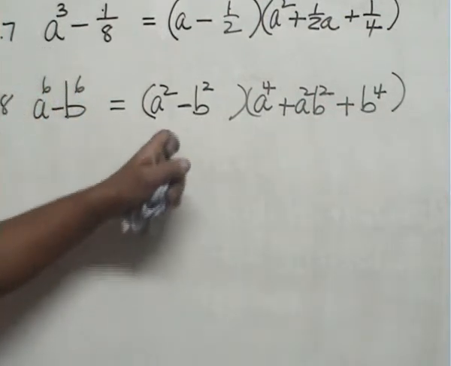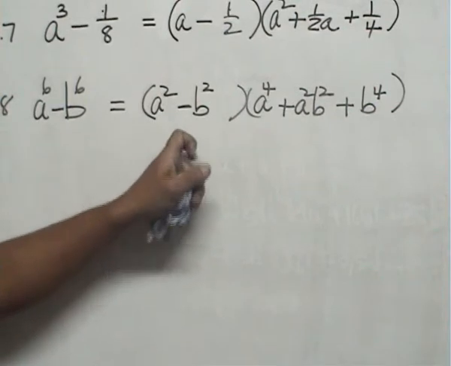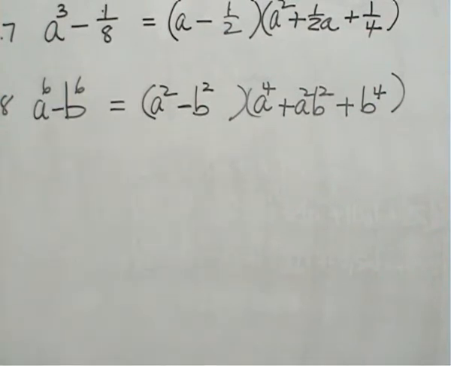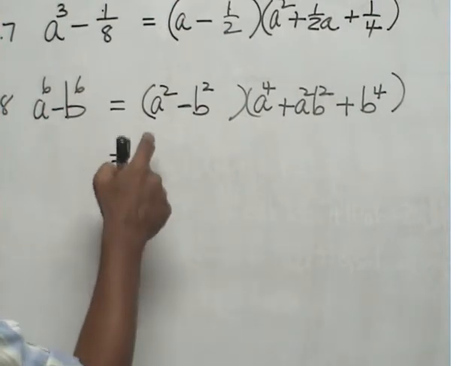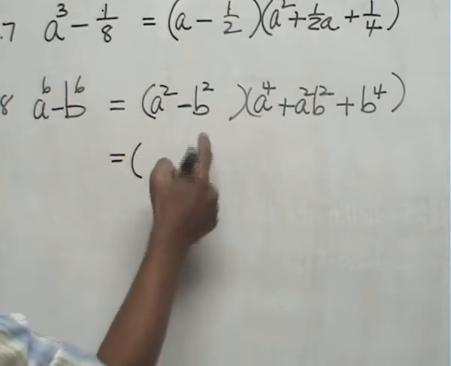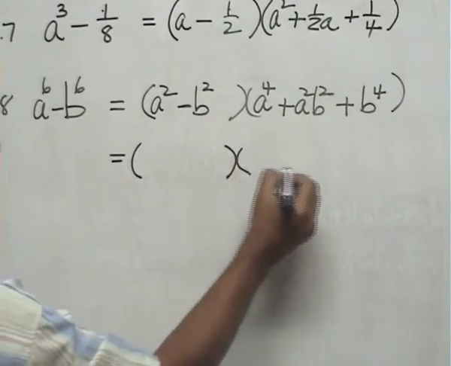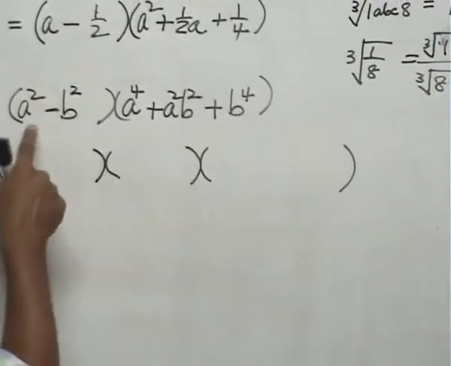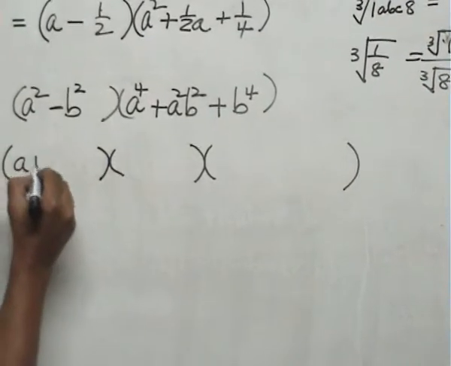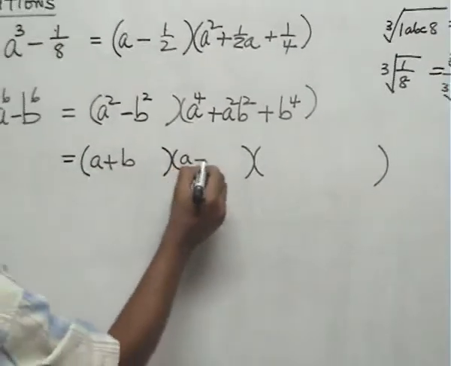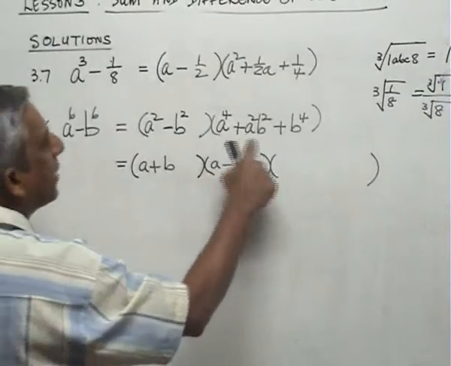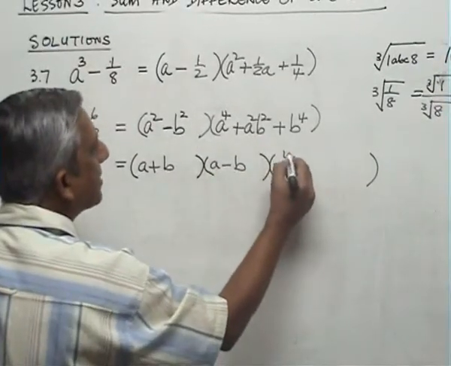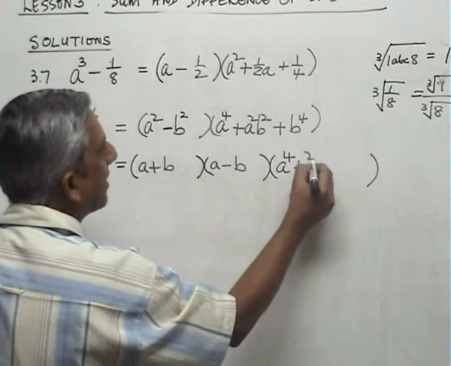Now watch carefully what's happening here. We got a squared minus b squared, which is a difference of 2 squares. So you got to factorize this front part now. This a squared minus b squared is a plus b into a minus b. And that one cannot be factorized, so you just write it down like that.